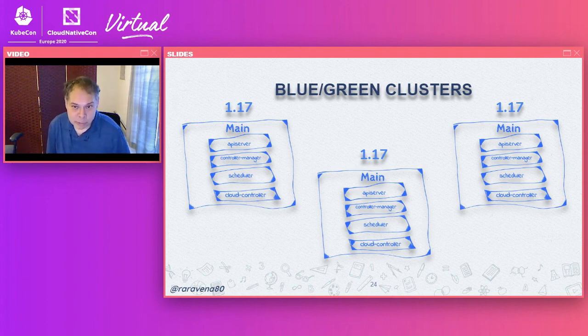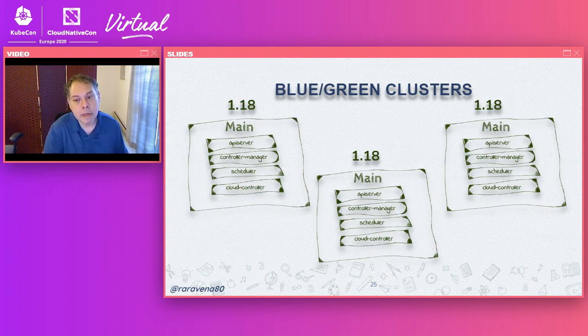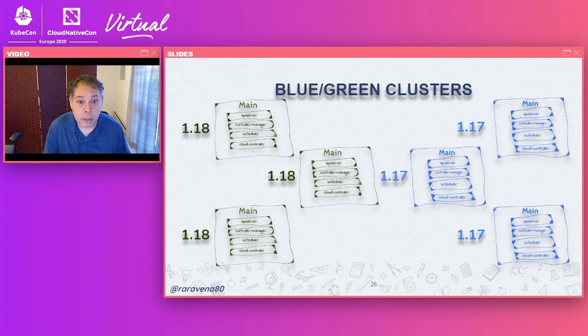So in the blue and green cluster approach, you have your main nodes here, and they're running 1.17. Also with the same components running 1.17: API server, the controller manager, the scheduler. And then you have a completely different cluster with all these components, again with 1.18. API server is 1.18 here. So a completely separate environment. So this is your control plane. And then you have the two different control planes separately and side by side.